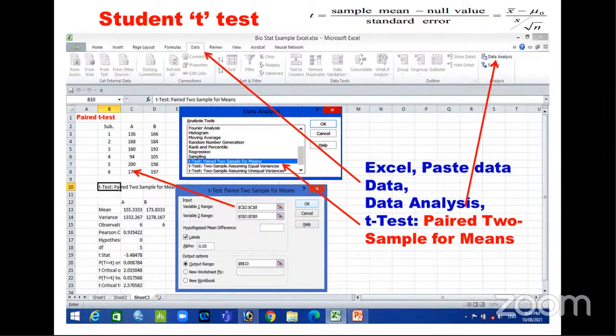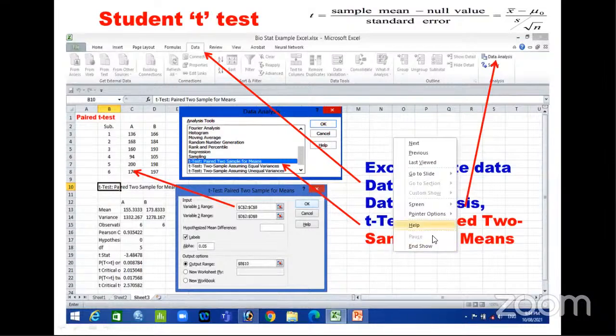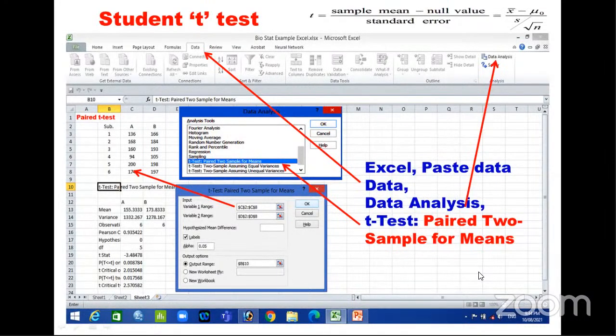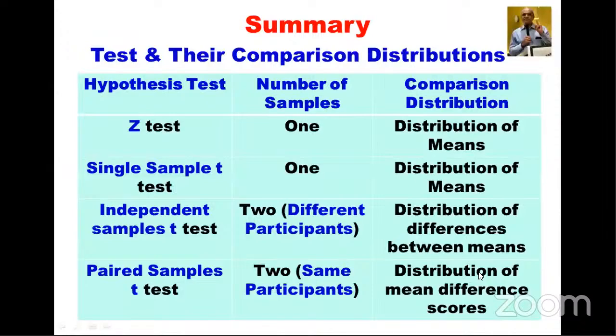Then a menu box will appear. In the box, select variable A, variable B, click on labels, keep the cursor where we need the output range, and click OK, and we'll get the answer. Again, we are getting the same answer here. You see, the same things, T critical and T cal 3.48 and so on. So it's very easy to do these things.